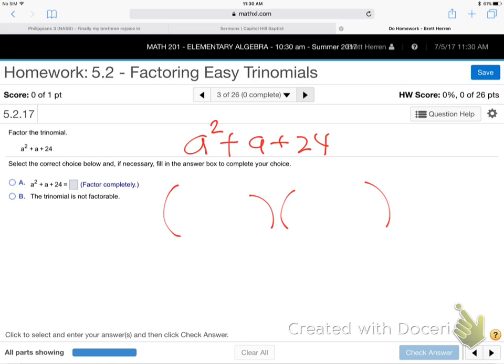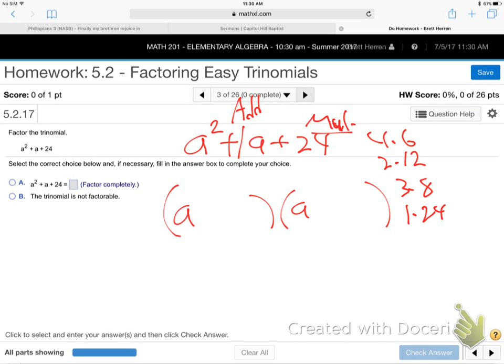So two parentheses, A's in the front, two numbers that multiply to be, what number's in the middle? 1. What two numbers multiply to be 24? That'd be like 4 times 6, 2 times 12, 3 times 8. 1 times 24, I guess. Anyway, which of those add to be plus 1? None. No way. This one's totally not factorable. So there's no way you can multiply to be 24 and add to be 1. Not factorable. Makes sense?